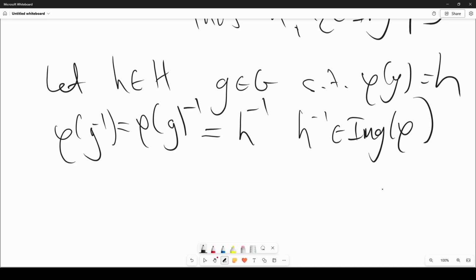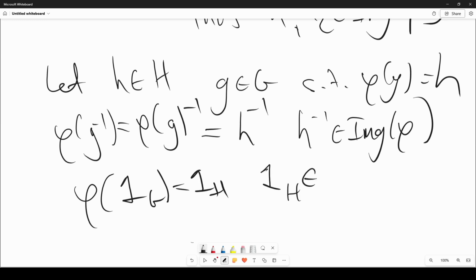Finally, we need to prove that it has the identity. Once again, it is that first property we proved, which is phi of 1_G equals 1_H. So 1_H must be in the image. And thus, the image of phi is also a subgroup of H.